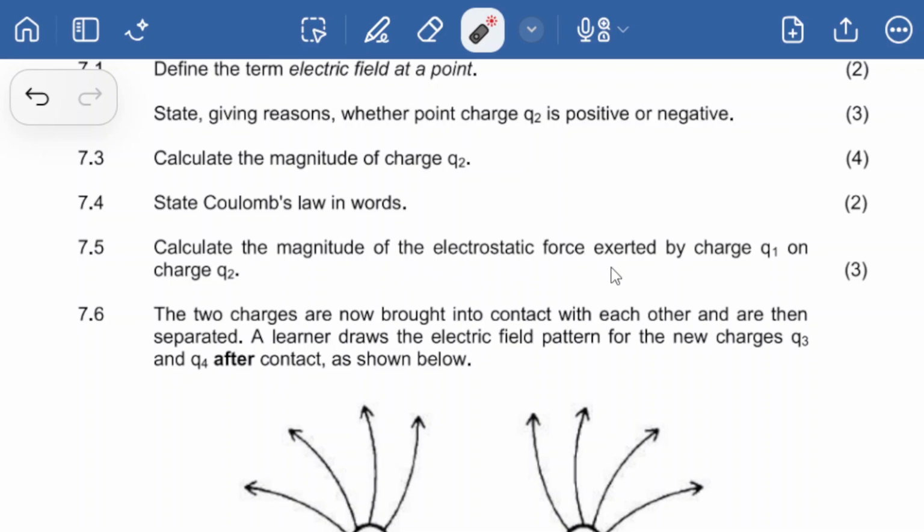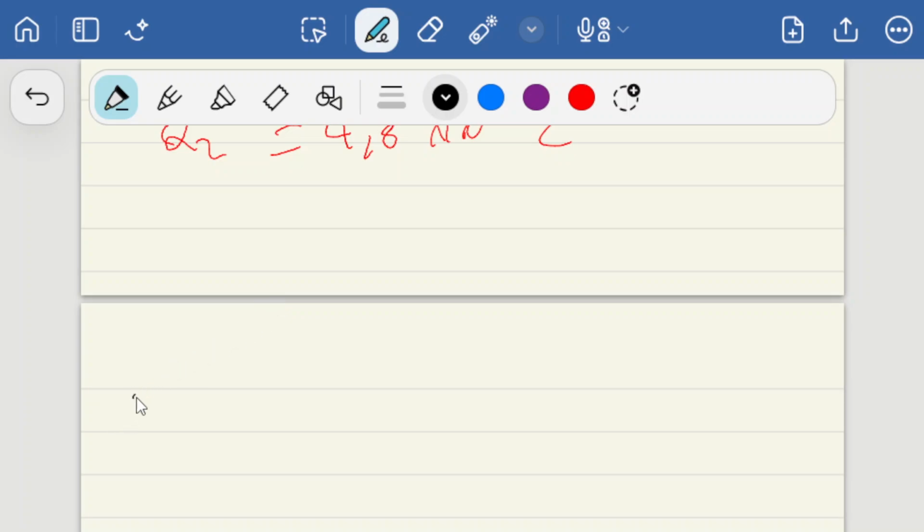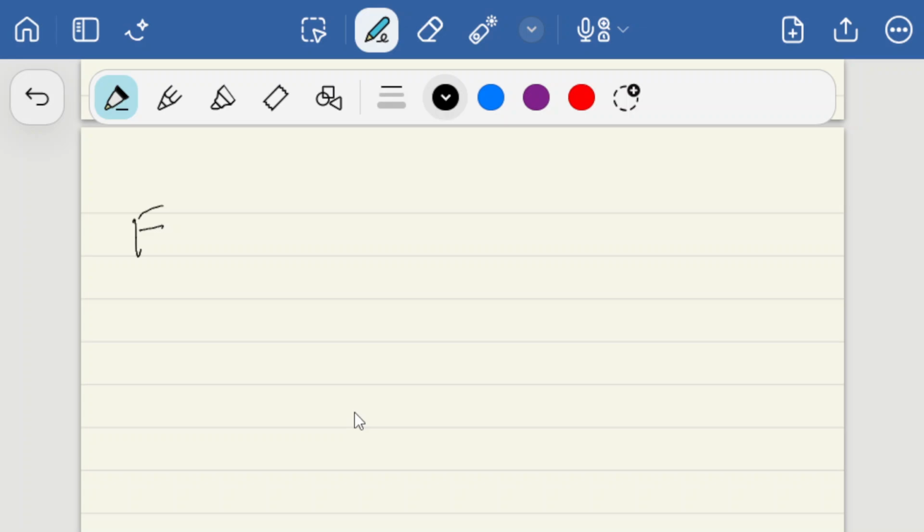Now for 7.5: calculate the magnitude of the electrostatic force exerted by Q1 on Q2. Okay, let me just. I can't see your screen anymore. Okay, now I can. It's slow. I think it was network related. Let me just try to do this so that when you get the recording, the answer is there, right?